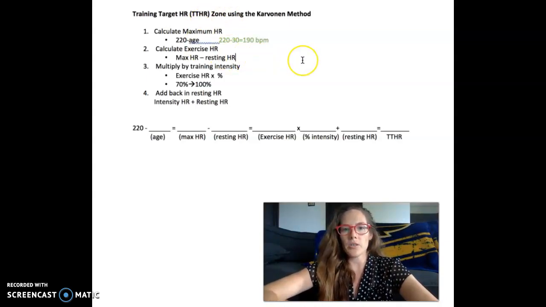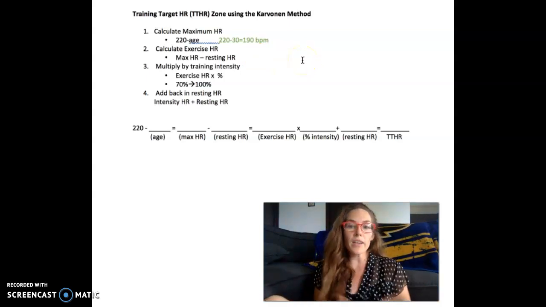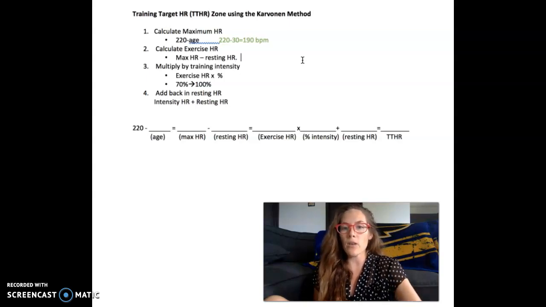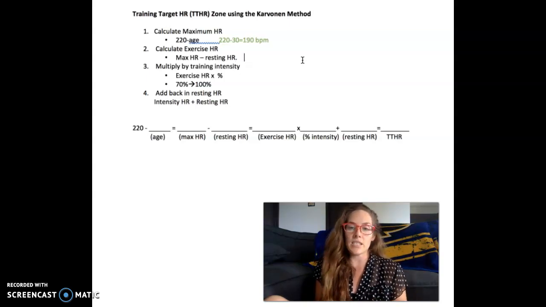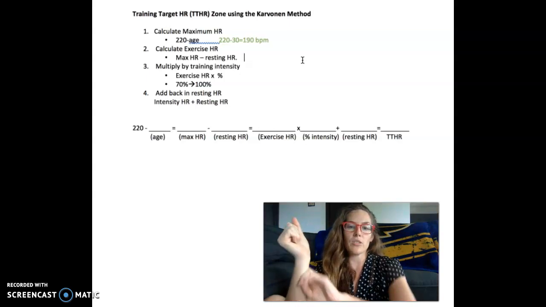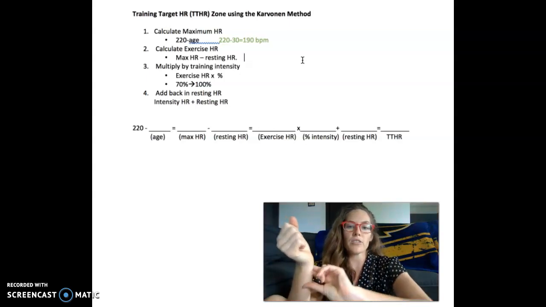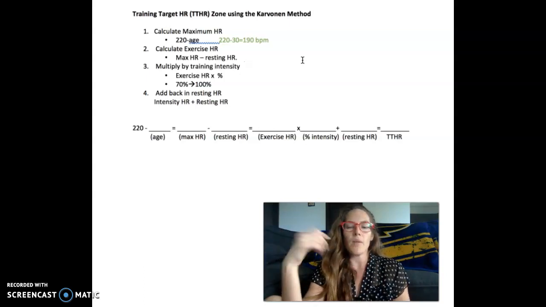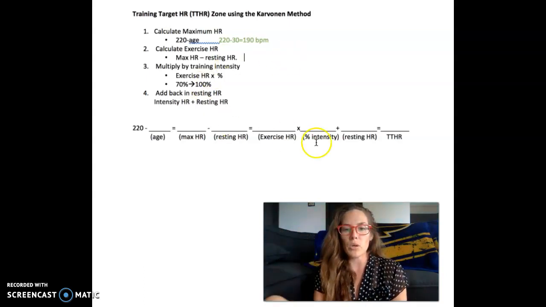Then we're going to calculate my exercise heart rate. This is more the Karvonen method part of it that I was talking about, and it takes into account a person's fitness level. So I'm going to find out my resting heart rate. I can do that using my wrist and two fingers. I could also use my neck. There are several other places, but those are the most common. I'm going to calculate that and then I will tell you the answer.